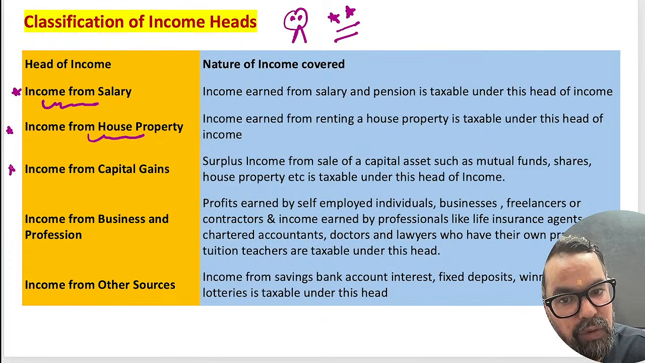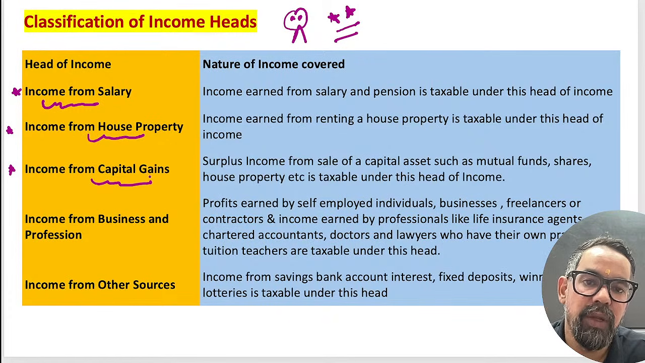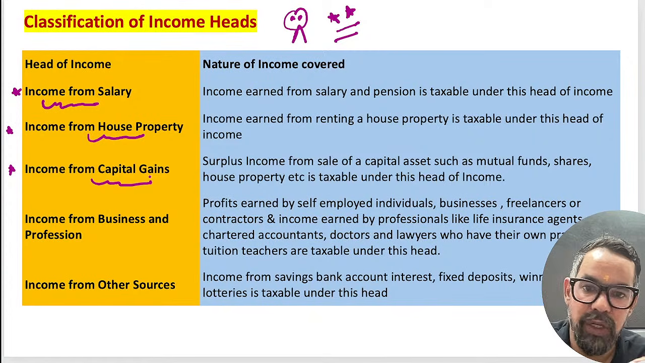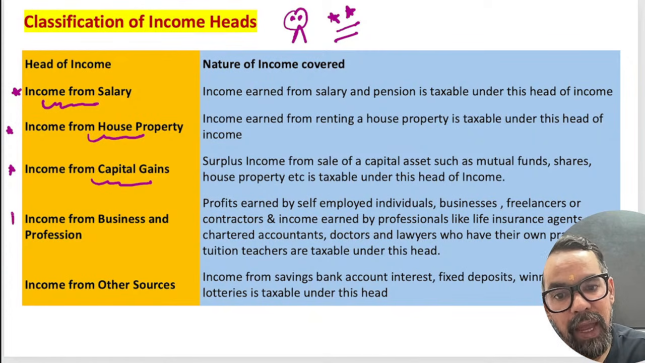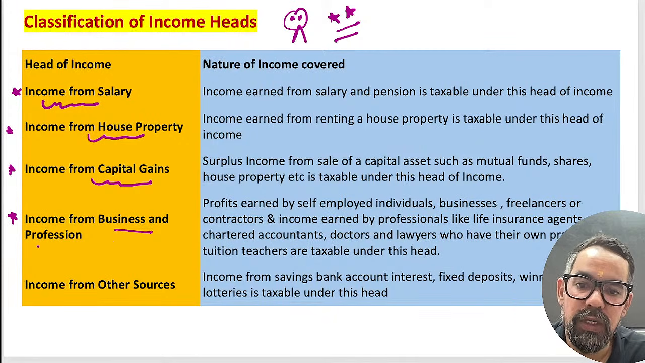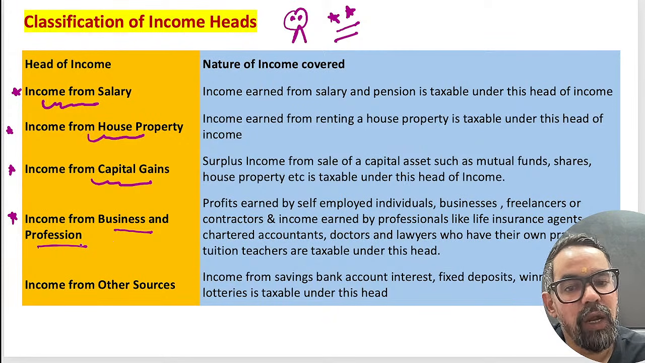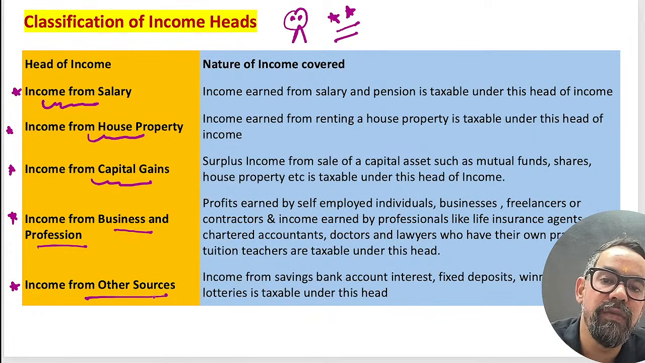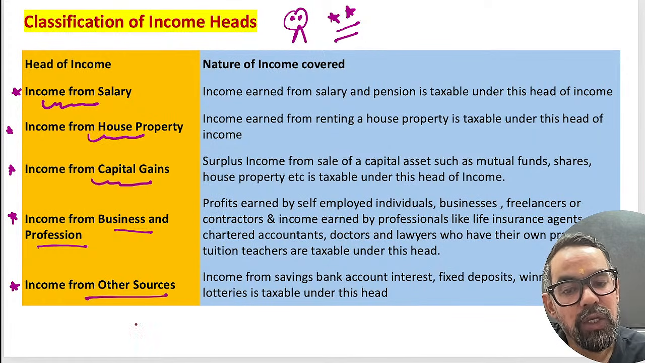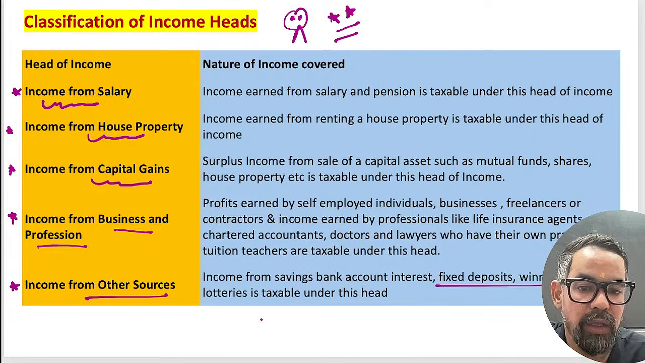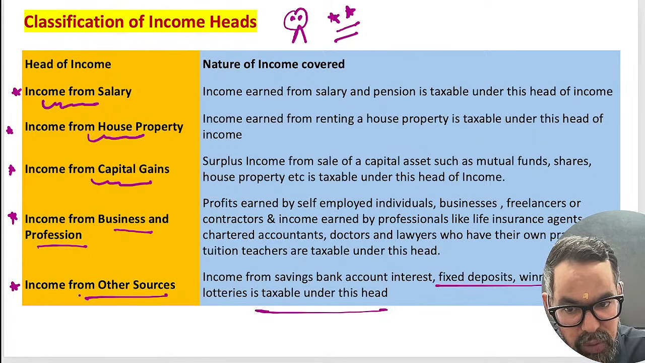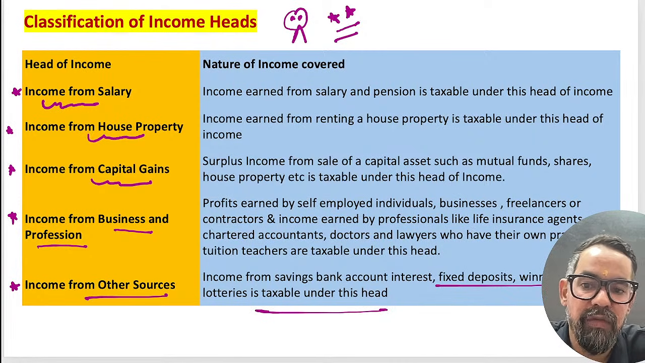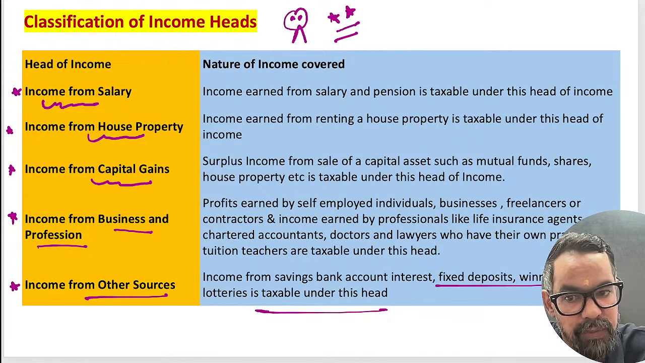We have income from capital gain, any investment we have made and sold during the financial year. And income from business and profession, teaching or anything additional that we are doing, will come under this. Income from other sources like interest on FD, or you won the lottery during that particular period. So all this will come under this. You just have to remember all these 5 heads which are generally part of this.